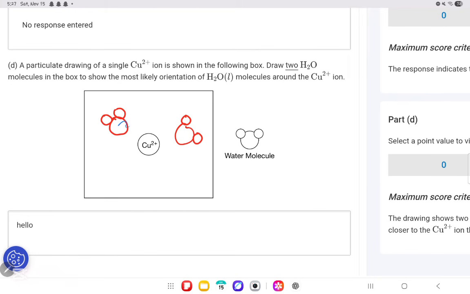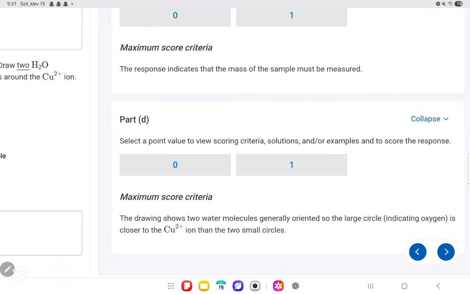Why? Because here is my partial negative oxygen and my partial negative oxygen. They're going to be attracted to what? To the positive. And what's remaining is my partial positive hydrogens. They're going to be facing the other way. So this is how it's supposed to look. Let us see. It said the drawing should show two molecules of water oriented so that the large circle, which is oxygen, is closer to the Cu2+ than the two small circles.